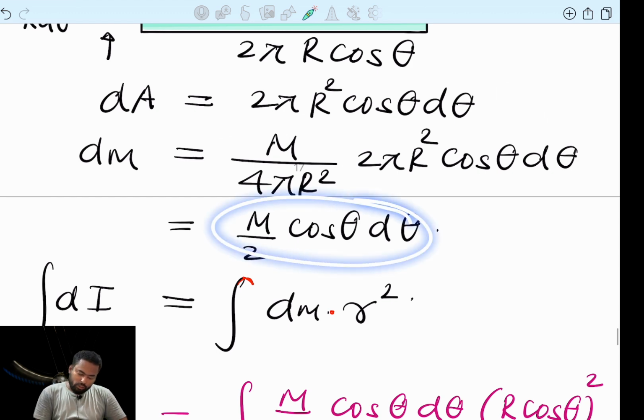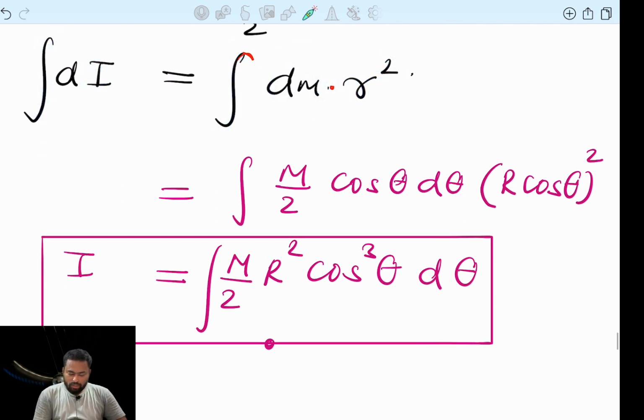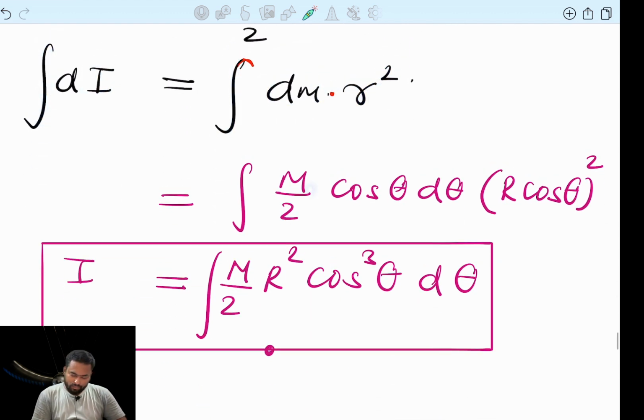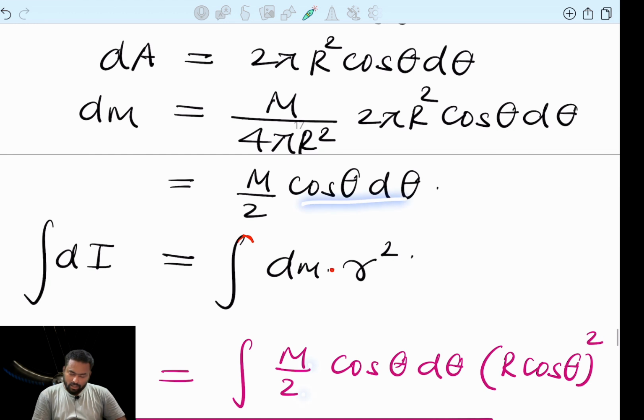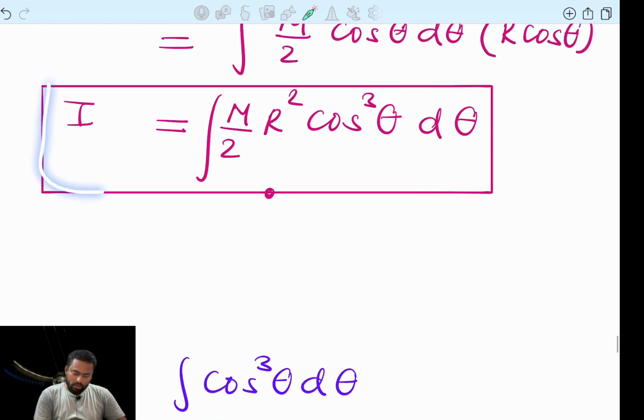Now the moment of inertia of the ring is how much? Tell me. Mass into radius square. So mass is dm, radius is small r, so dm r square, and integrate both sides to get the complete one. So mass m by 2 cos theta d theta, radius r cos theta whole square. After putting it, we will get the integration value here.